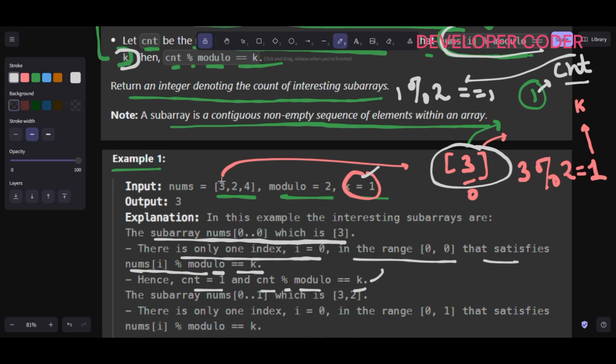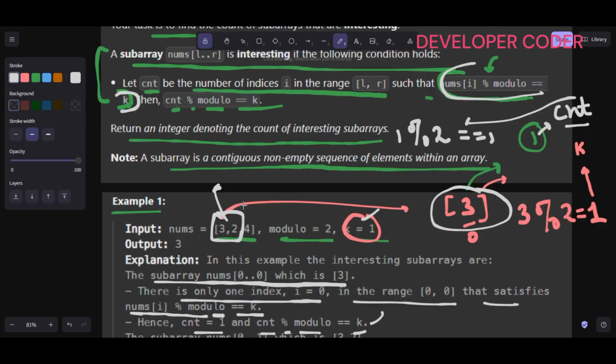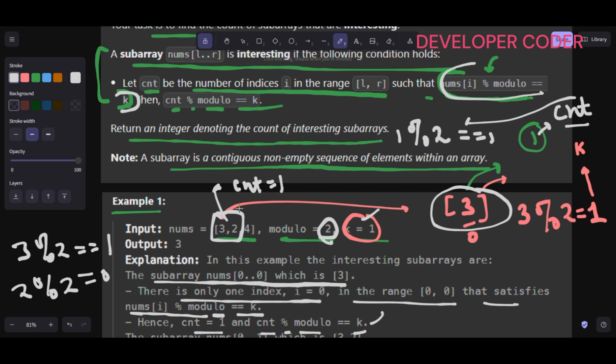Now if you take this subarray 3, 2, in this the only valid number is this 3. So count is going to be 1. Valid number means that if you do 3 modulo with this 2, you are going to get value equal to 1, which is equal to k. But if you do 2 mod with the modulo, you are going to get 0, which is not equal to k, so only one is valid. So again 1 mod modulo, you are going to get k. So this is also interesting.